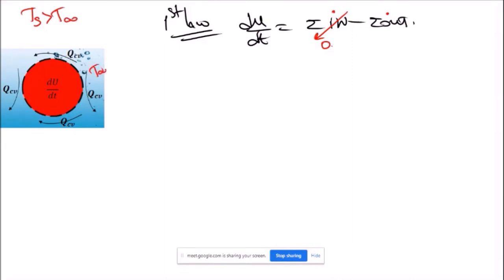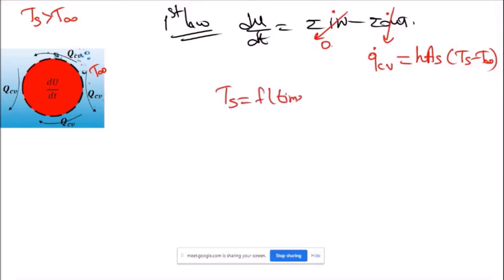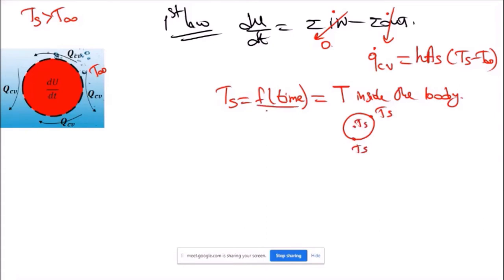Okay, T infinity of the fluid. Therefore, the body gives off heat, and that heat is by convection. The convection heat transfer is h As (Ts minus T infinity). We have said Ts is a function of time. It changes with respect to time, but that Ts is the same as T inside the body. What I'm saying is that here you have Ts, that is also Ts here, and here as well, but it is a function of time.